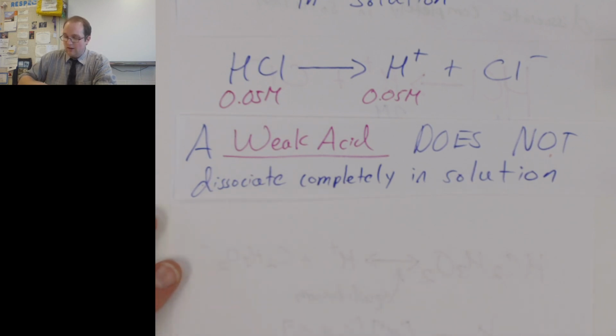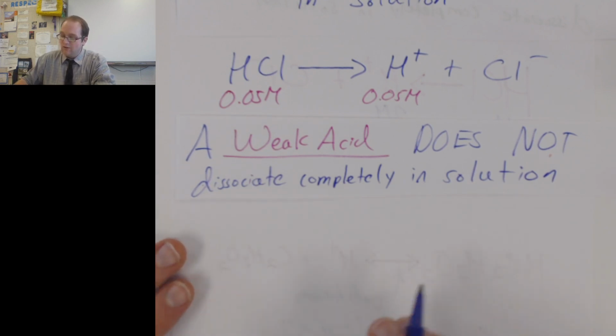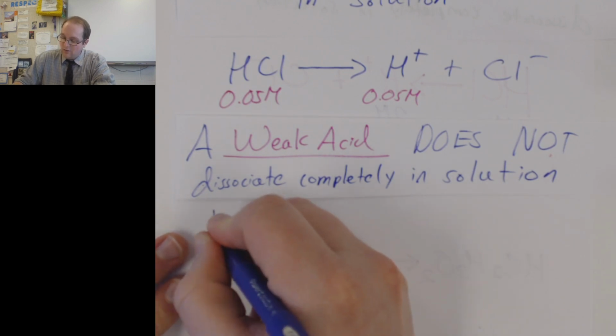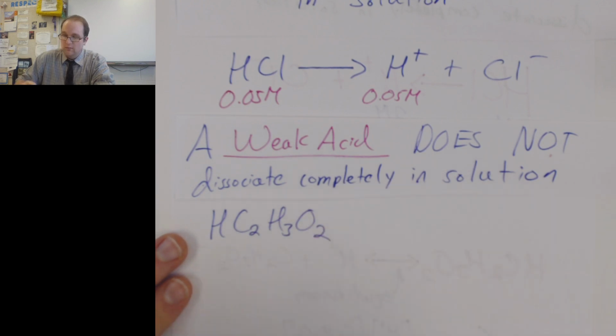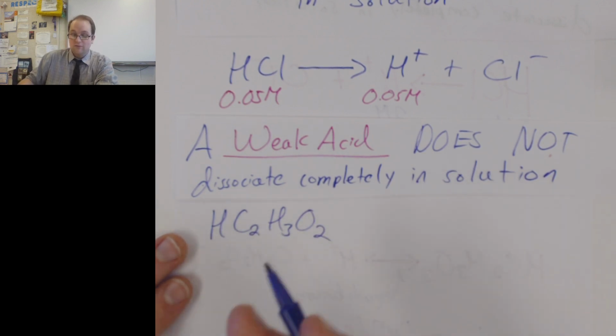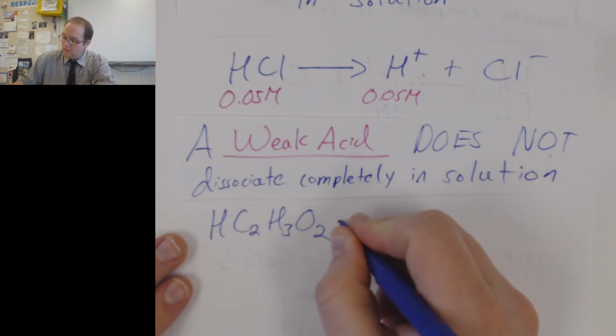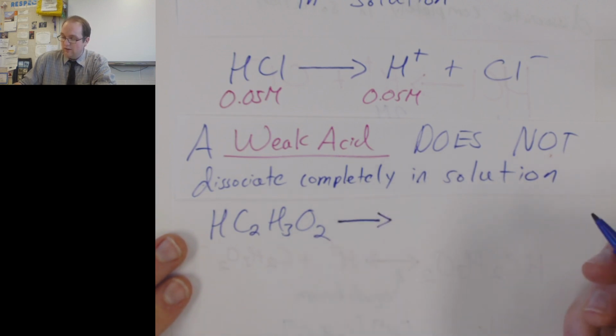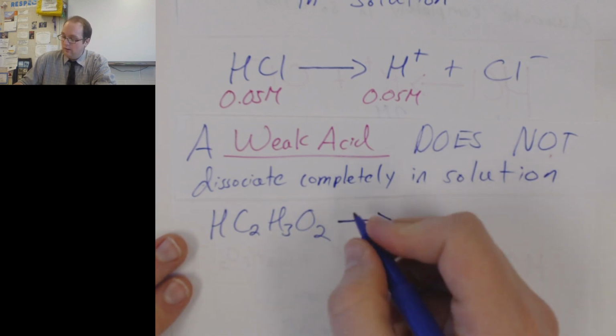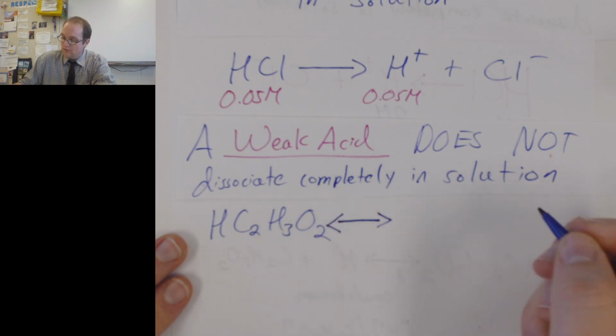A very common example of a weak acid is going to be acetic acid, which has the formula HC2H3O2. Okay? This is also better known as vinegar. And I can show this reaction breaking down, except one key difference here is that I'm not just going to have a single-sided arrow now. Because we're connecting this to equilibrium, this is going to have a double-sided arrow.